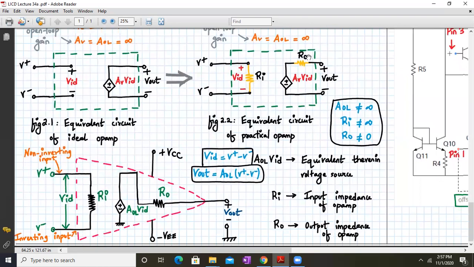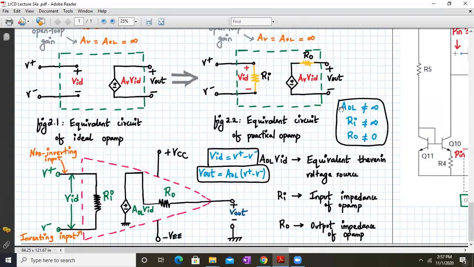Okay. So for a practical op-amp, the open loop gain is not infinite, Ri is not infinite, and Ro is not infinite. Okay. Here V out is given by AOL times (V plus minus V minus), where AOL into VID is the equivalent voltage source. Ri is the input impedance of the op-amp. Ro is the output impedance of the op-amp.